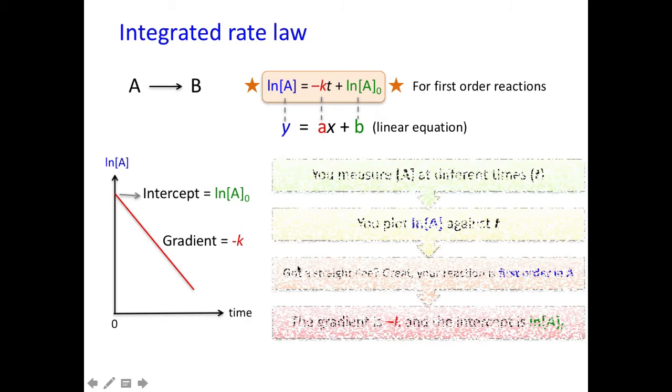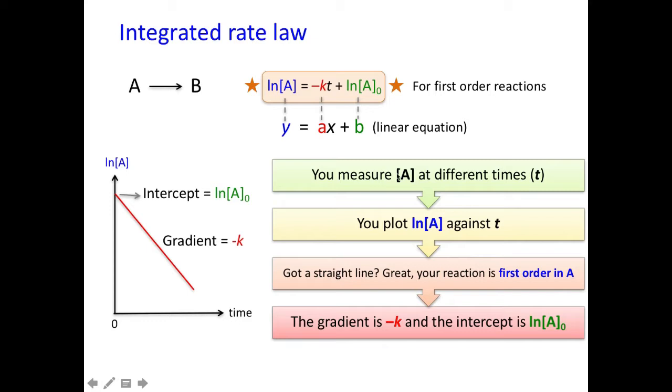Now, when you go to the lab, you measure concentrations of A at different times, t. We just have now a table of concentrations against times. And then you apply the logarithm to the concentrations and you plot ln of A against time. Then you get a straight line. Great, so your reaction is a first order reaction, in this case with respect to the reagent A.